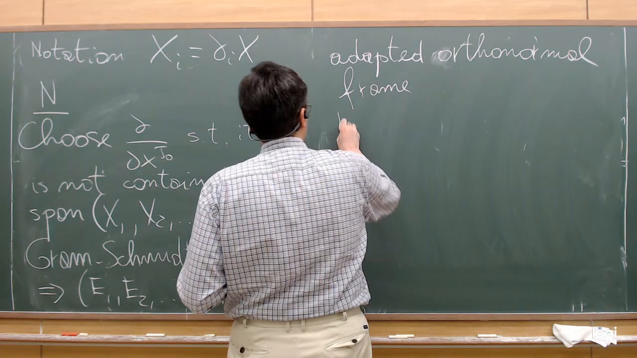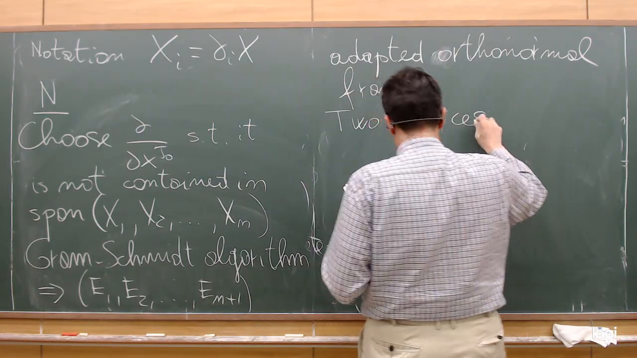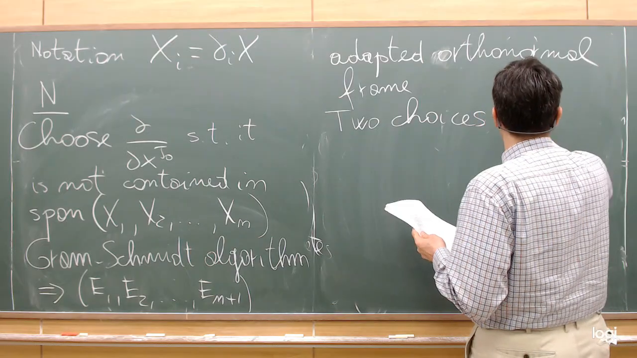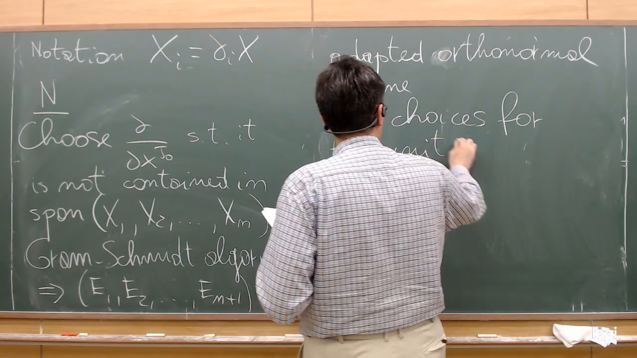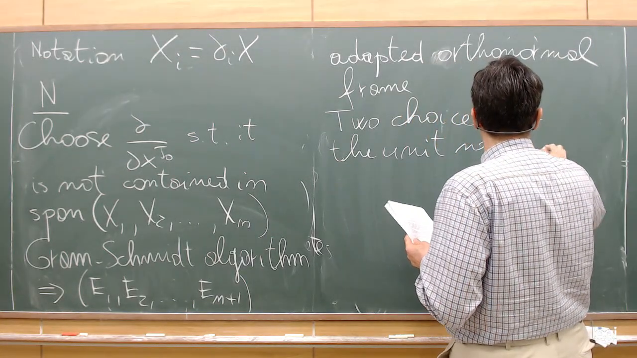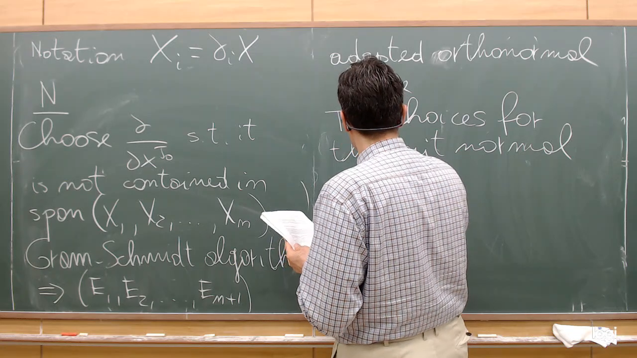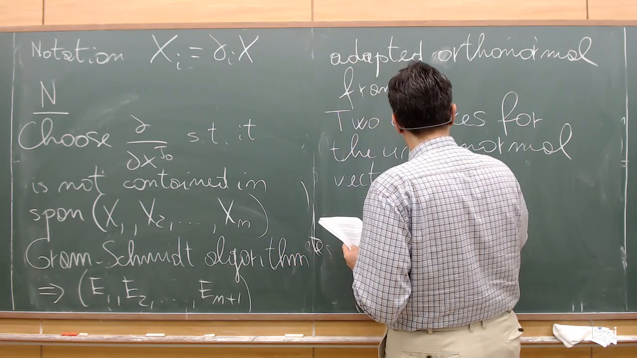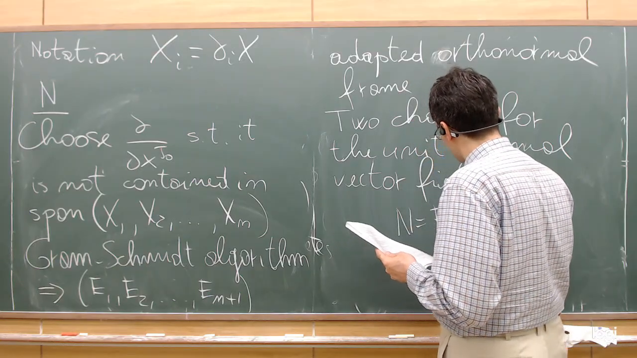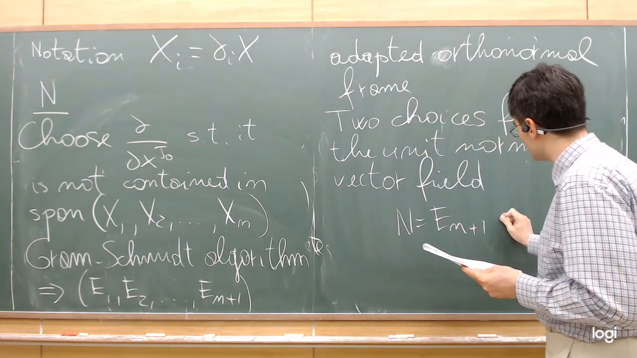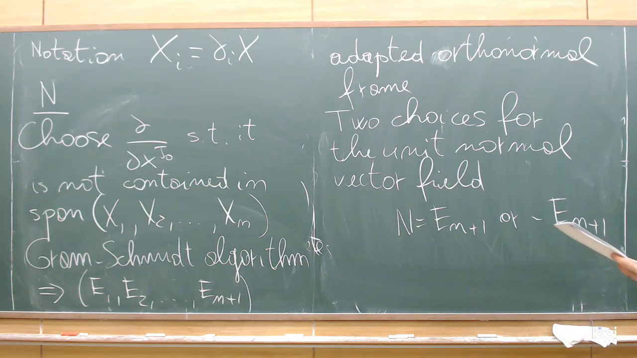We have then two choices for the unit normal vector fields. You can choose n to be En plus 1 or minus En plus 1.